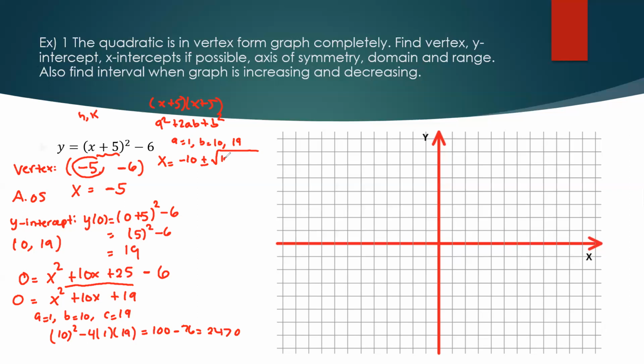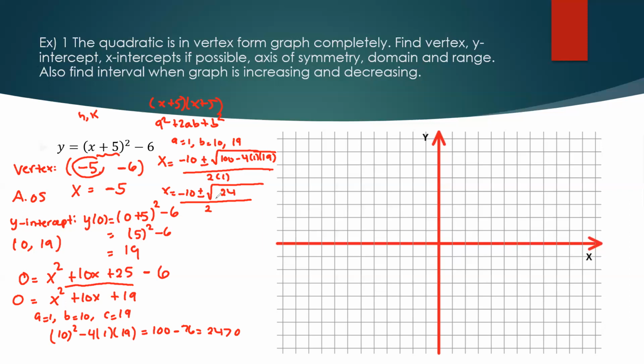B squared is 100, right? I kind of did that in my head. If b is 10, b squared is 100, minus 4 times a, which is 1, and c is 19. I am not going to do that in my head. All over 2 times 1. So that's -10 plus or minus, -4 times 19 is -76. So 100 minus 76 is 24, all over 2.